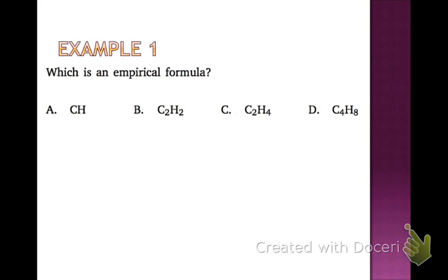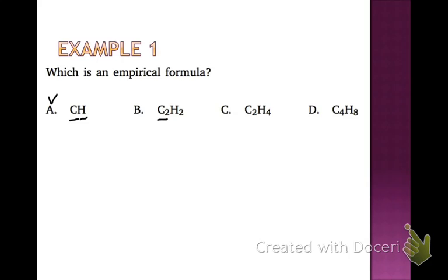So for example 1, we have to figure out which of the following is an empirical formula. And again, we want to make sure that we go back through. Empirical formula is the lowest whole number ratio. So can we reduce down any of these answers anymore? If we can, then they're molecular formulas. If we can't reduce them down, they're empirical formulas. So for A, we have a 1-to-1 ratio. That's the lowest whole number ratio that we can have. So that would generally be an empirical formula.